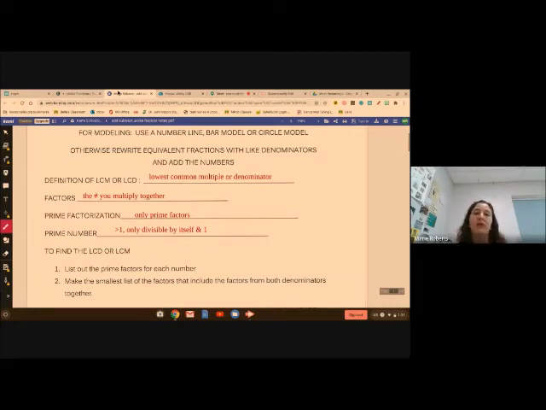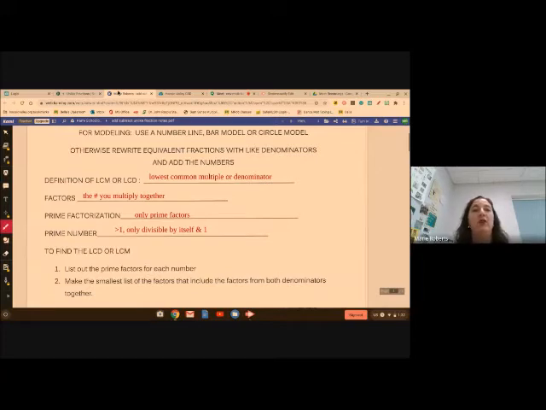I always like to begin with definitions, and remember, this is the best place for you to look for answers for a vocab quiz. So at the beginning of the notes, we have the definition of LCM or LCD, lowest common multiple or lowest common denominator. This is probably review from 6th grade, so maybe we should use a calculator more.